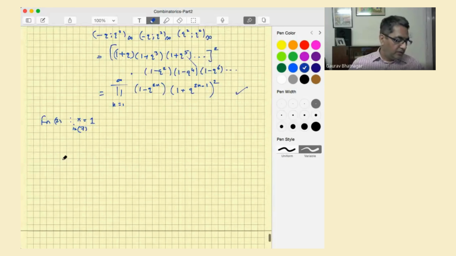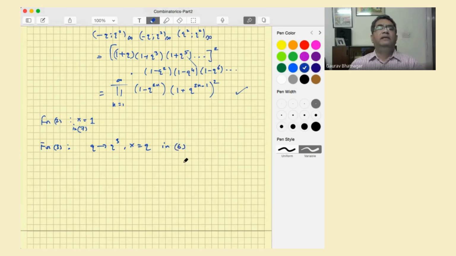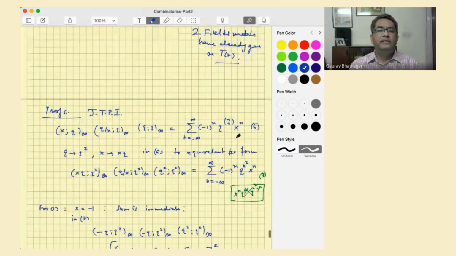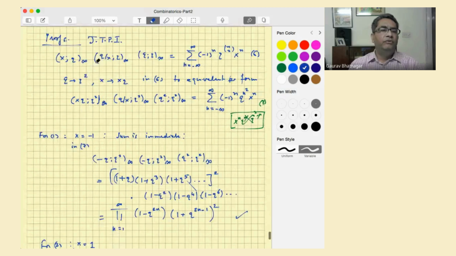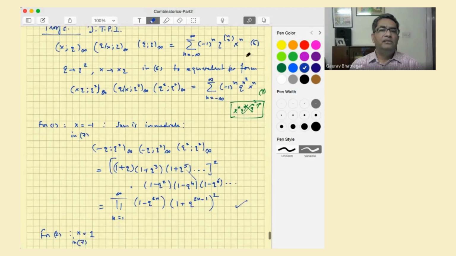Okay. Now for 3, it is Euler. So you put q going to q cubed, x equal to q in 6. So this is 6. So you put q equal to q cubed. Let's just look at this side.